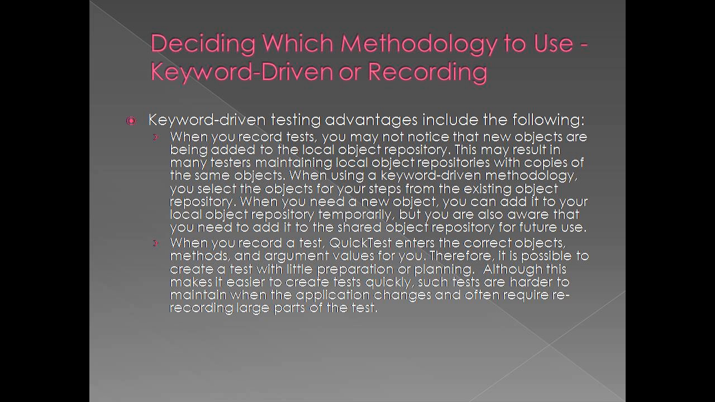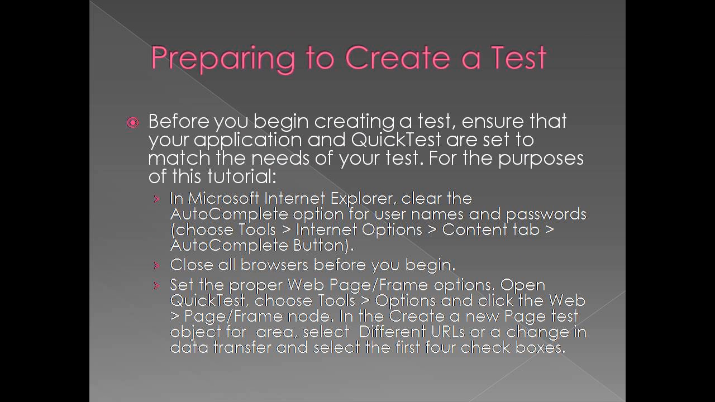Automation experts can add objects and functions based on detailed product specifications even before a feature has been added to a product. Using keyword-driven testing, you can begin to develop tests for a new product or feature earlier in the development cycle. Preparing to create a test: before you begin creating a test, ensure that your application and QuickTest are set to match the needs of your test.